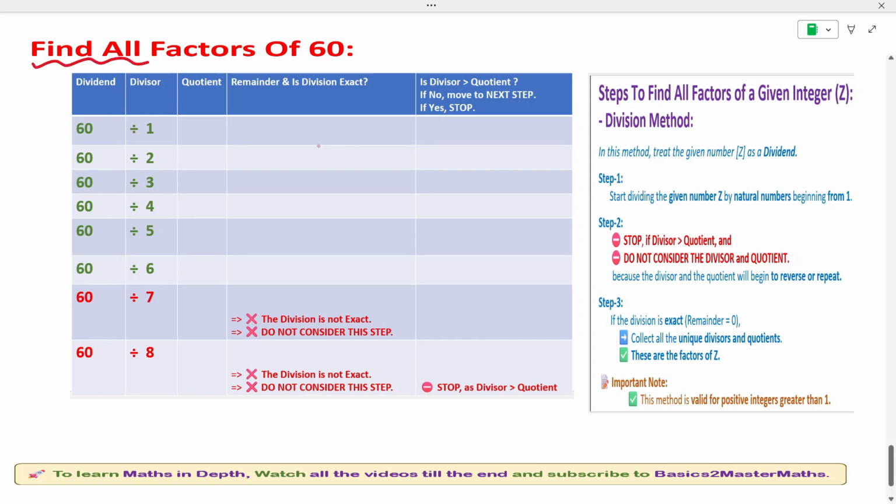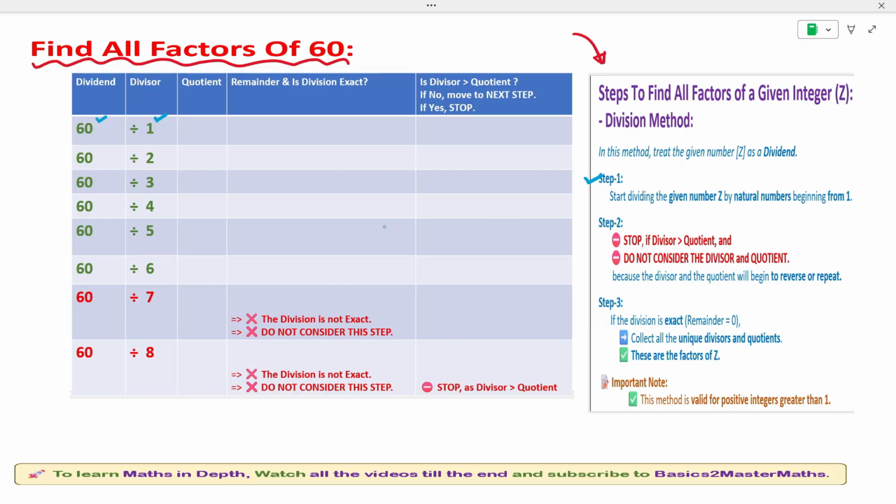Let's find all factors of 60 step by step. Just follow these simple steps. Step 1. Start dividing 60 by the natural numbers beginning from 1.